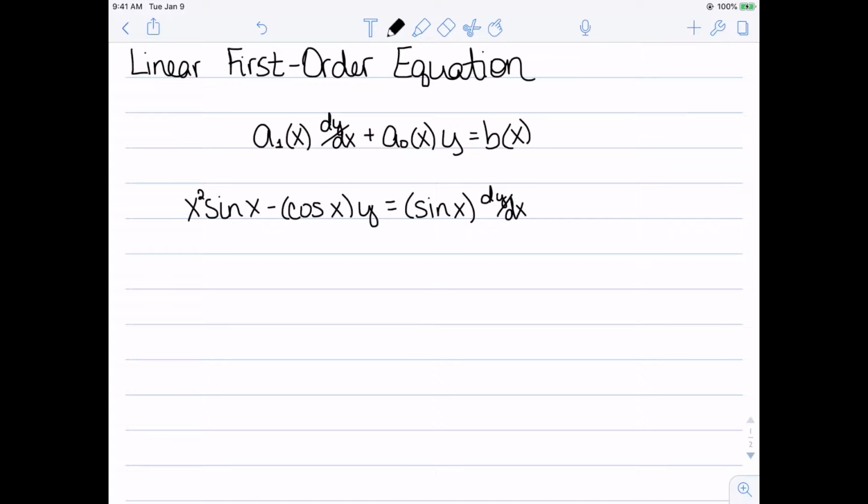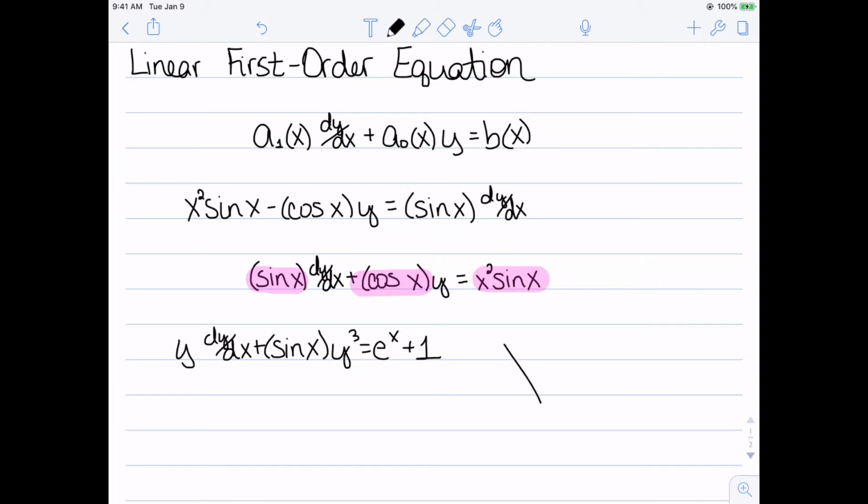As an example, I have x squared sine x minus cosine x times y equals sine of x dy/dx. While this is not of this form, it can be rewritten to be put into this form. So we have sine x dy/dx plus cosine x times y equals x squared sine x, where sine of x is a1, a0 is cosine x, and b is x squared sine x. On the other hand, this one wouldn't work.